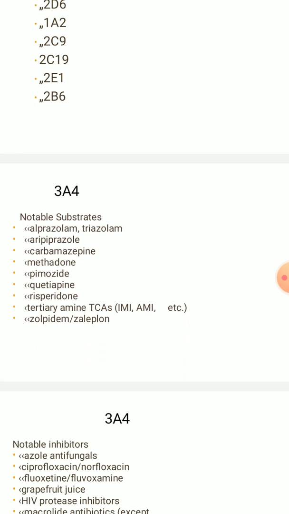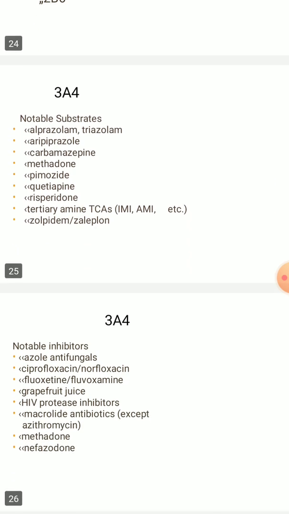Notable substrates which are acting on this particular enzyme are alprazolam, triazolam, aripiprazole, carbamazepine. Just now we have seen risperidone, quetiapine, and also zolpidem, right? So these are all the notable substrates which are going to act on this particular enzyme.